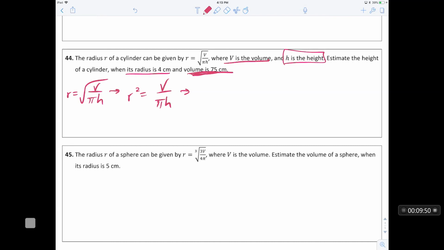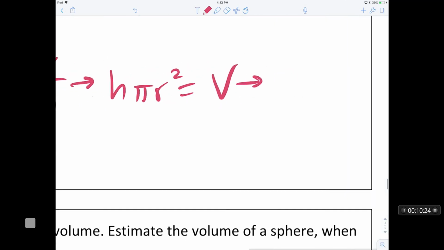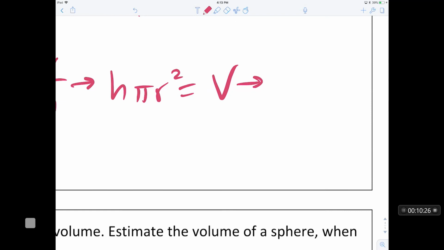Then I want to either multiply by the reciprocal, which would be pi over V. We could do that. Let's actually multiply both sides by pi. Okay, so if I multiply both sides by pi, I get pi r squared is equal to v over h. Okay, now I am solving for h and I don't want it in the denominator, so I'm going to multiply both sides by h. So we get h pi r squared is equal to v, and my last step to get h by itself is to divide both sides by pi r squared.